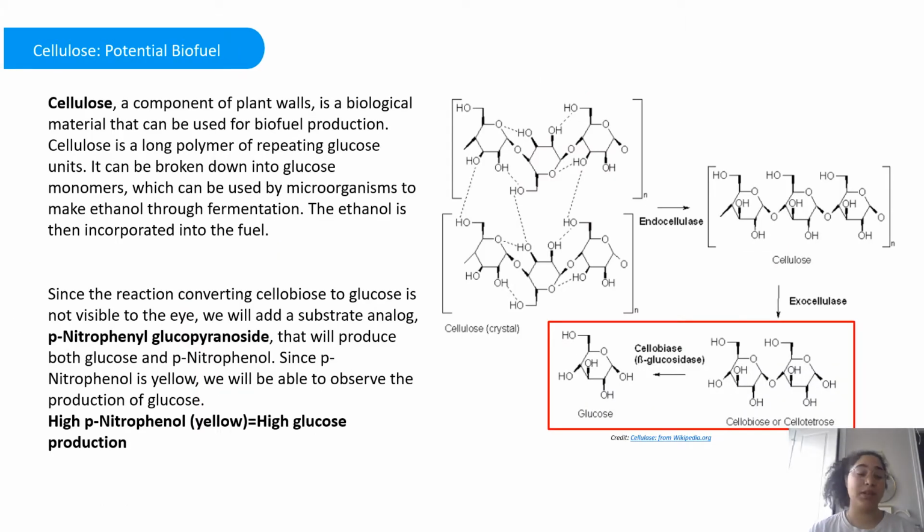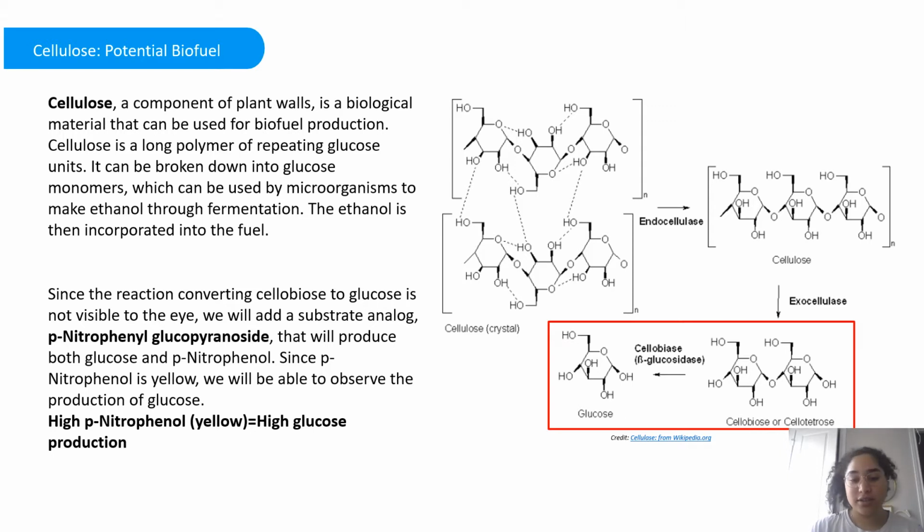What we're going to be looking at today is cellulose, which is a potential biofuel. Cellulose is a component of plant walls. We're looking at it because it can be broken down into glucose, which can be made into ethanol through fermentation, and ethanol can be incorporated into fuel. That's why it's so important: we want to see if we can replace fossil fuels.